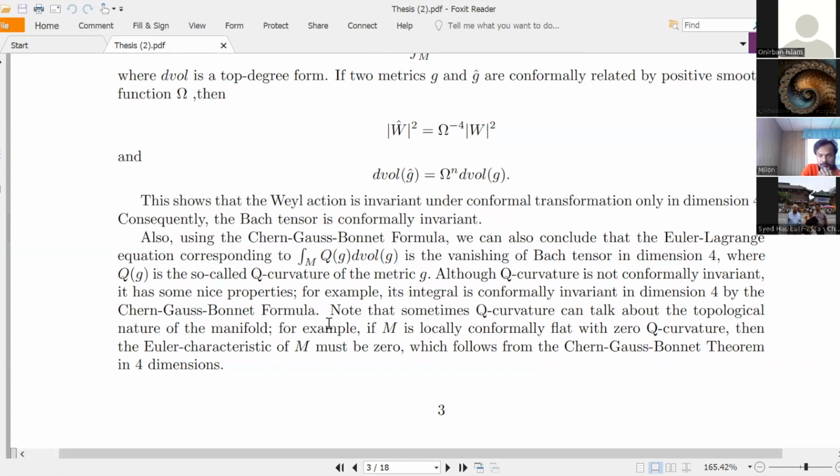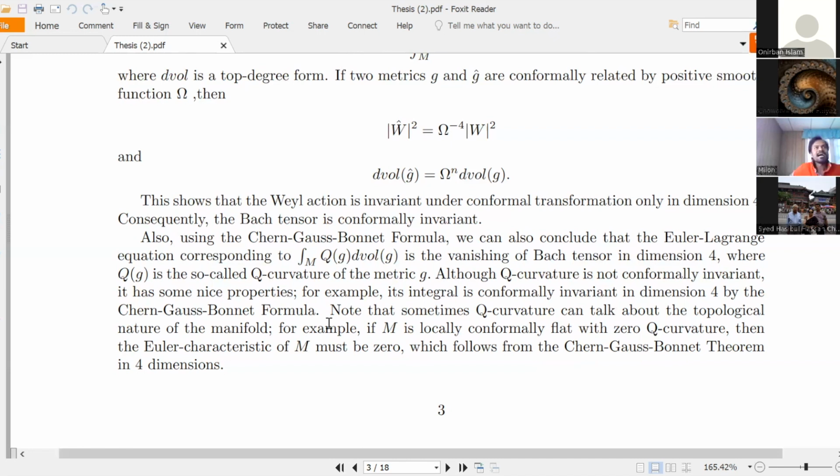Think about a Riemannian manifold, and let's say it is conformally flat. Whenever I say conformally flat, all the physics people know the definition of flat: it means the full curvature is identically zero. The Riemann curvature is identically zero.